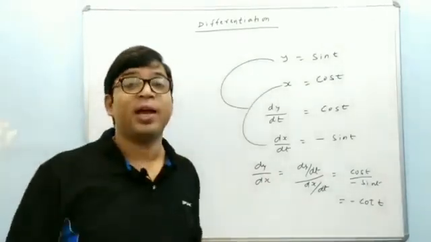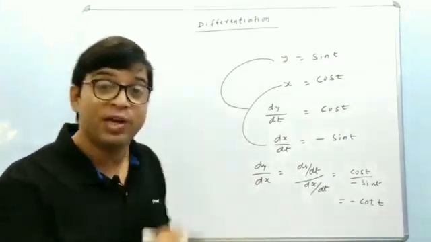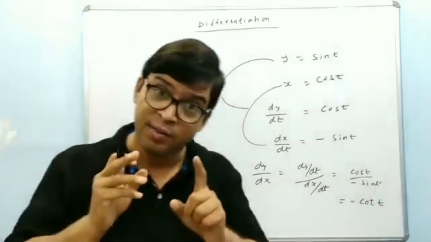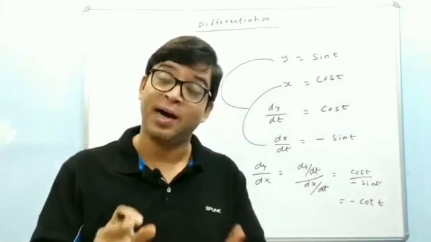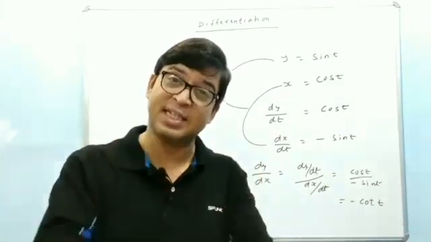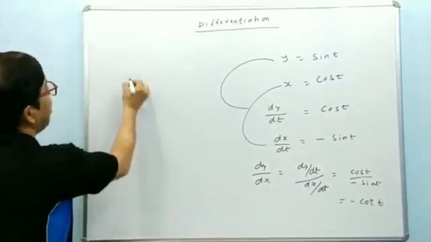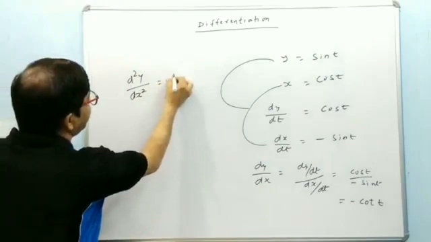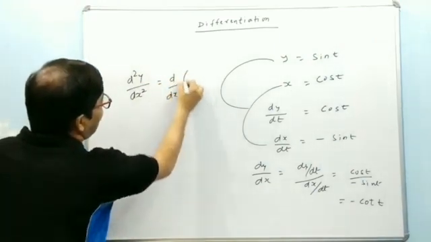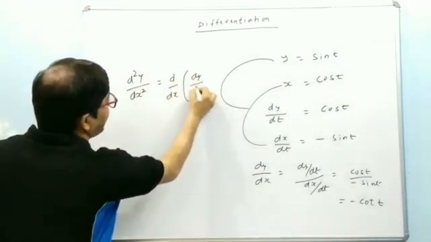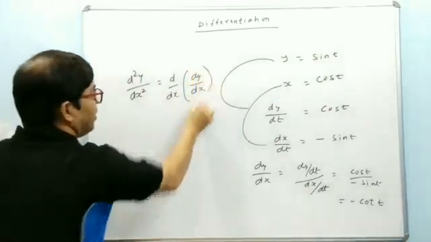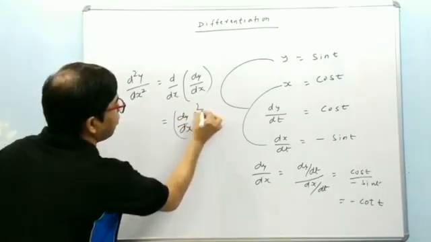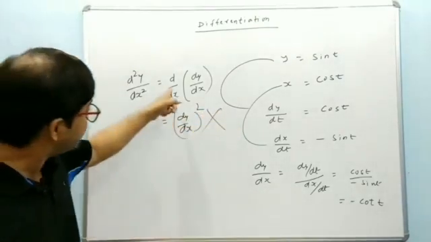Now a very important thing I am telling you: double derivative, double differentiation. What is the actual meaning of double derivative? That should be very much clear, otherwise we will certainly make mistakes. The actual meaning of d square y by dx square is d by dx of dy by dx. Don't think that it is dy by dx whole square. No, this is wrong. This is the actual meaning.